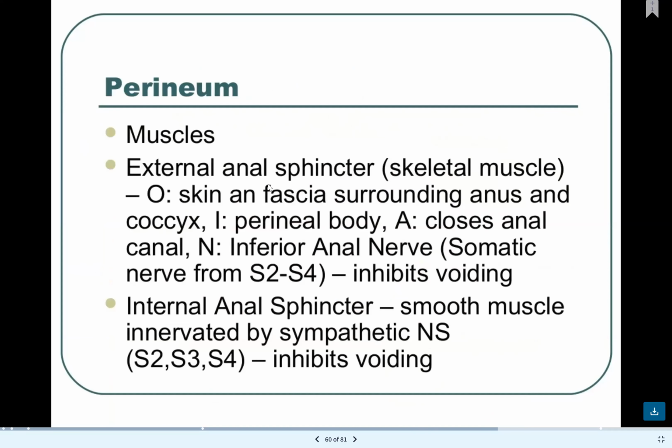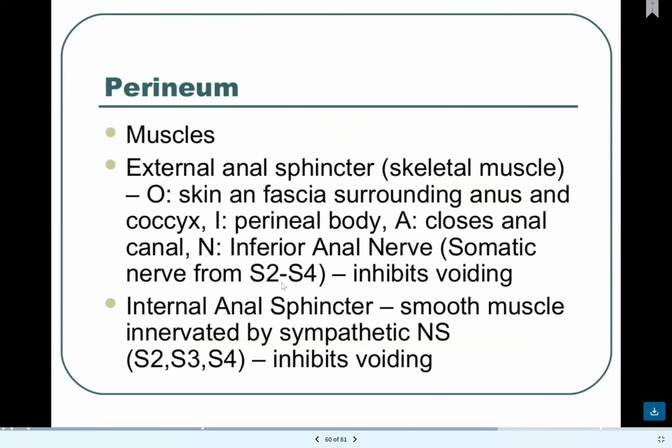So you also have to know the muscles within the perineum. You have to know the external anal sphincter muscle, its points of origin and insertion, and especially what nerve innervates it. So when there is stimulation, what does that particular muscle do? So there's the external anal sphincter. What do you think it will do? It's a sphincter, so it will close the anus.